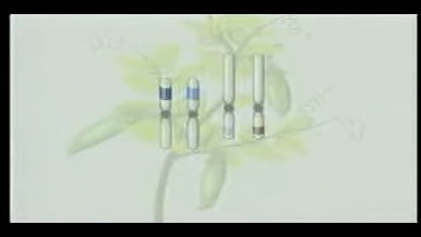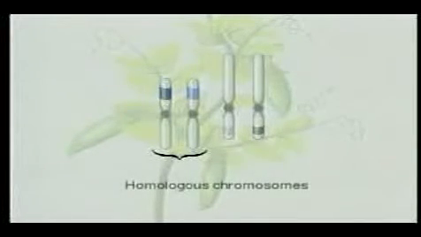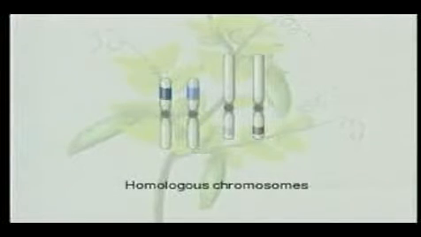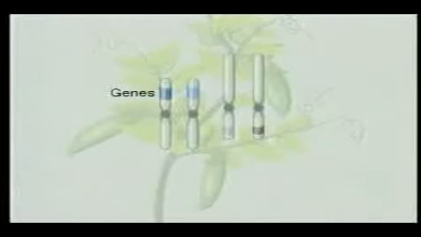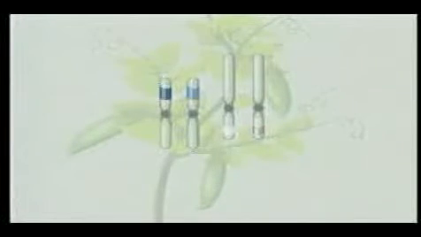A diploid cell has 2 matching sets of chromosomes. Matching pairs of chromosomes are called homologous chromosomes. Homologous chromosomes carry the same genes in the same locations. Since all diploid cells have homologous chromosomes, each cell carries 2 copies of each gene. However, the 2 copies are not always identical.